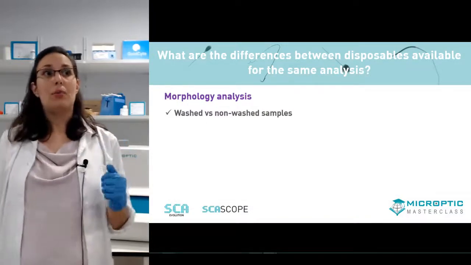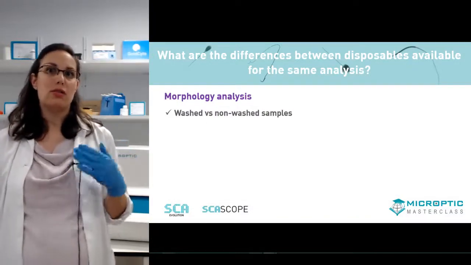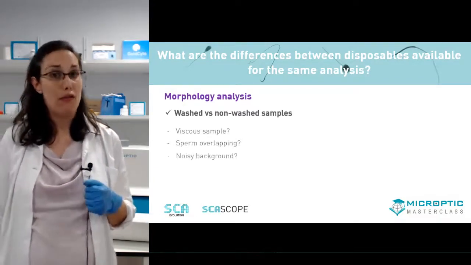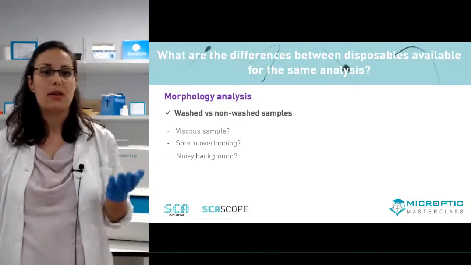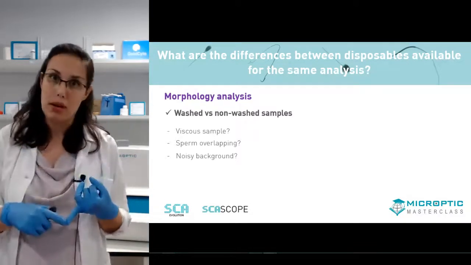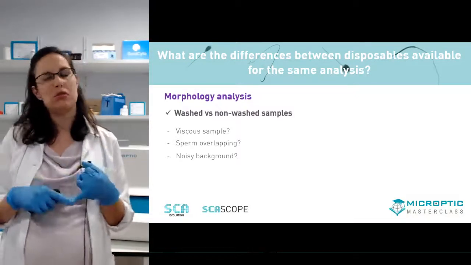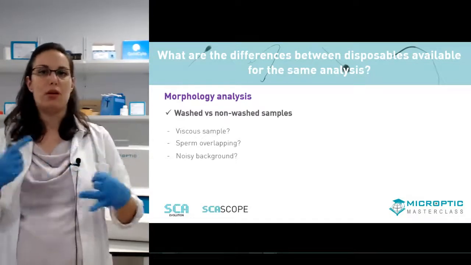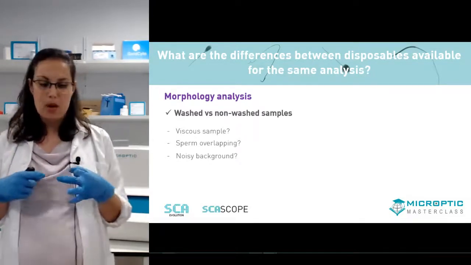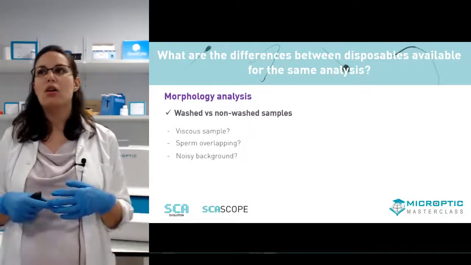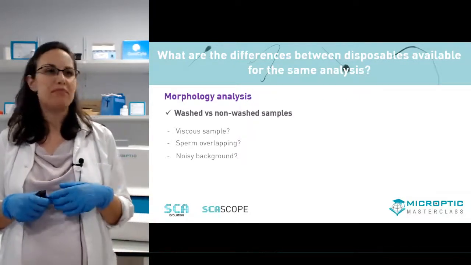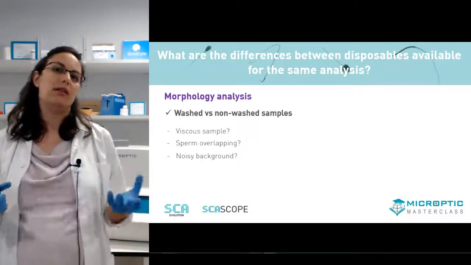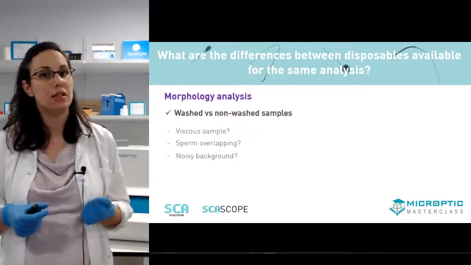Okay. Another point to take into account is to decide if it's worth it to wash or not wash samples for evaluating morphology. When to do it? We can do it when there are viscous samples in which the seminal plasma is introducing some noisy background, when the sperm concentration is not optimal for doing a fast analysis of the sample, or when there are lots of debris, or you are using extenders that are very viscous and are interfering with the visualization of the sperm cells.